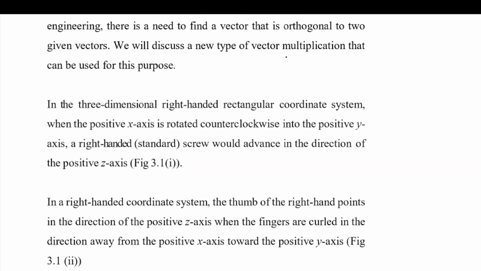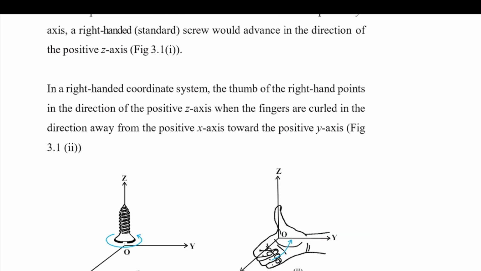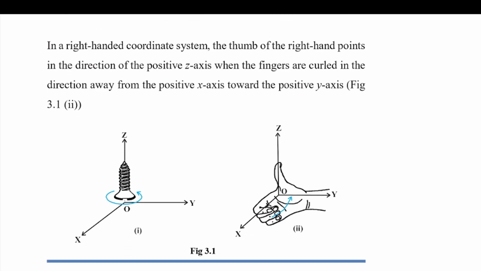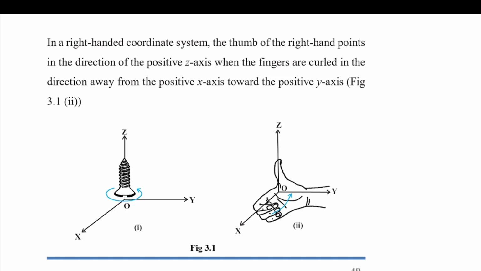Now let's look at an image in this page. We are seeing that in the right-handed coordinate system, if the thumb of the right hand points in the direction of the positive z-axis, then the fingers are curled in the direction away from the positive x-axis towards the positive y-axis, and that is what is illustrated here. Now let me take it again.